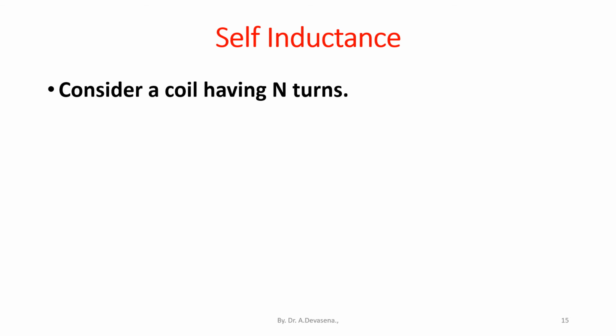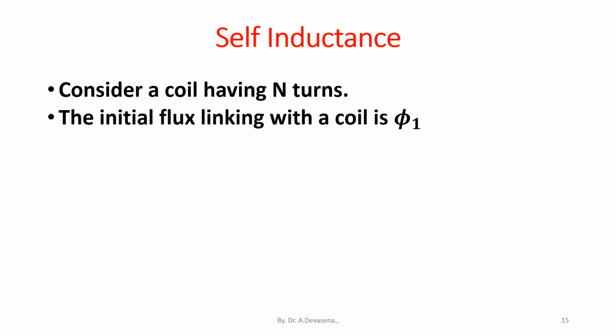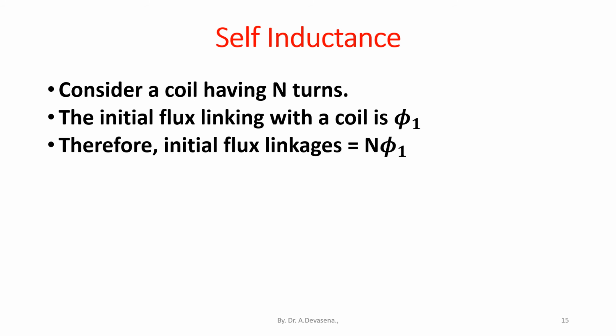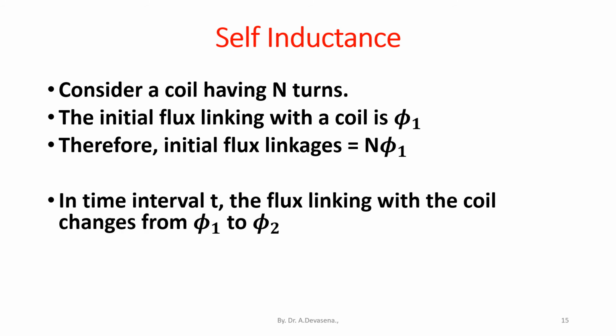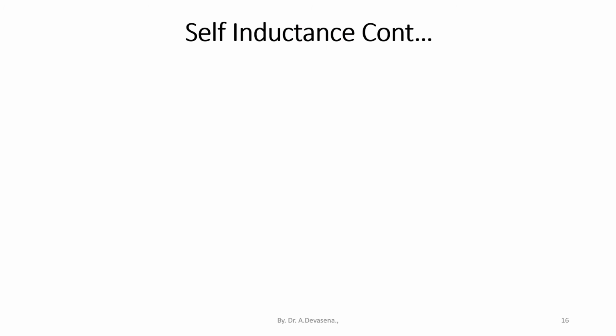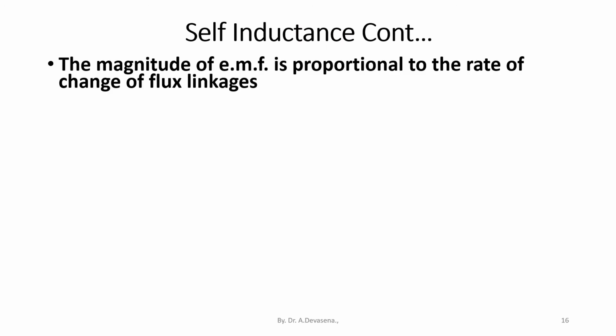Consider a coil having N turns. The initial flux linking with the coil is phi suffix 1. Therefore, the initial flux linkages is equal to capital N into phi 1. In time interval t, the flux linking with the coil changes from phi 1 to phi 2. Therefore, the final flux linkages is equal to capital N into phi 2. The magnitude of EMF is proportional to the rate of change of flux linkages.